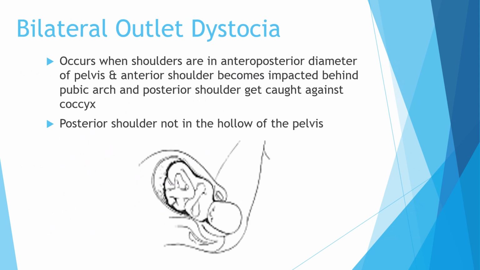So the bilateral is where both of them are stuck. It occurs when the shoulders are in the anterior posterior diameter of the pelvis, and the anterior shoulder becomes impacted behind the arch, and the posterior shoulder is against the coccyx. So this picture is more of an inlet that we're looking at, but that's okay. The posterior shoulder is not at the hollow part of the pelvis.